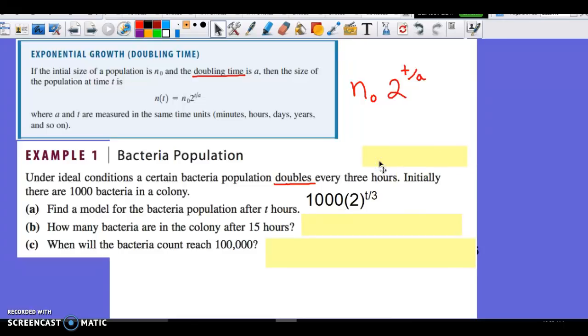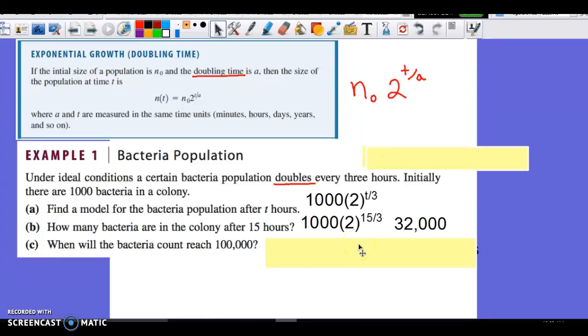Hopefully you're thinking 1,000 times 2 to the t over 3. That's my generic equation. Now, if I want to plug in the time as 6 hours, I plug in 6. If I want to know how much bacteria there will be after 15 hours, like in problem B, then I'm going to plug in 15. You could probably do part of that in your head because you know that 15 over 3 is 5. Just take a second, type that into your calculator, and you should get 32,000. So this stuff is kind of the older stuff.